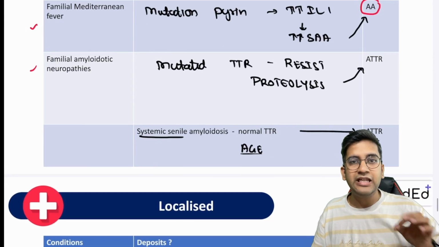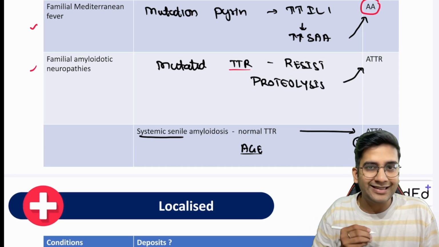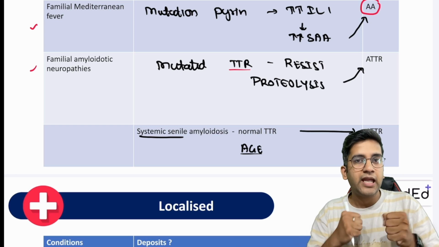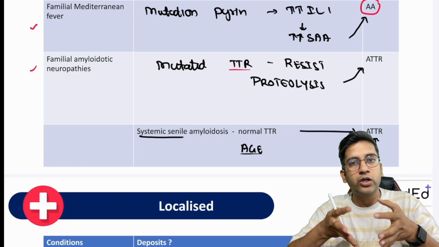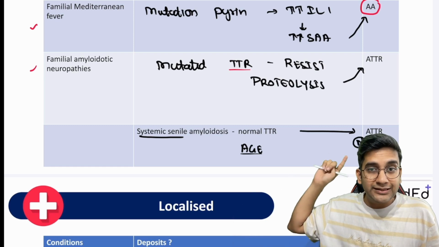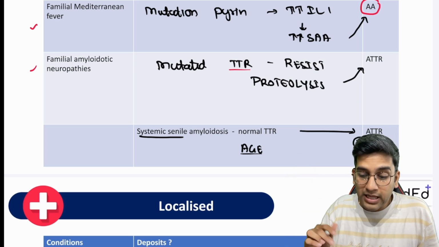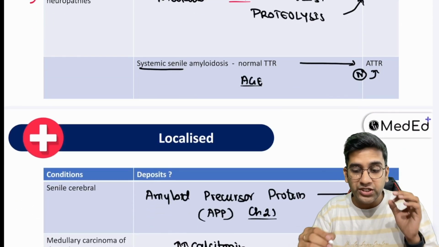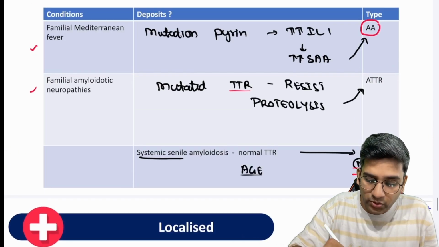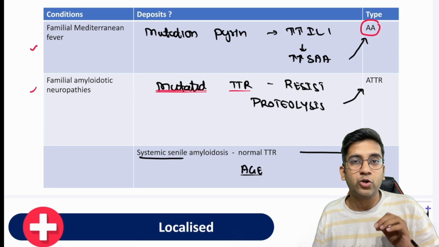We have something called familial amyloidotic polyneuropathy. In this condition, a protein called transthyretin gets mutated. Because of the mutation, my body is not able to destroy it, so more and more accumulates, and I'm going to have ATTR, amyloid transthyretin deposits. Amyloid transthyretin can also be seen in one more condition called senile systemic amyloidosis. Please be very, very careful. If the question asks about normal transthyretin, then it's senile systemic amyloidosis. If the question asks about mutated transthyretin, then it's familial amyloidotic polyneuropathy.